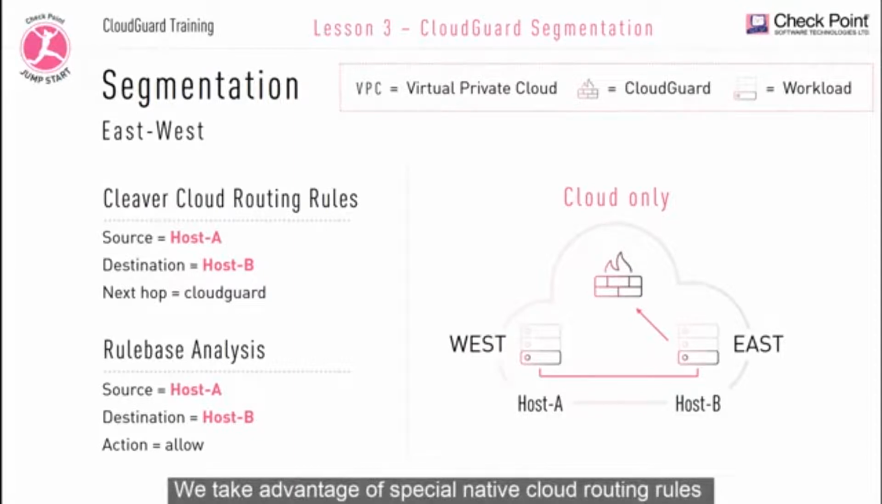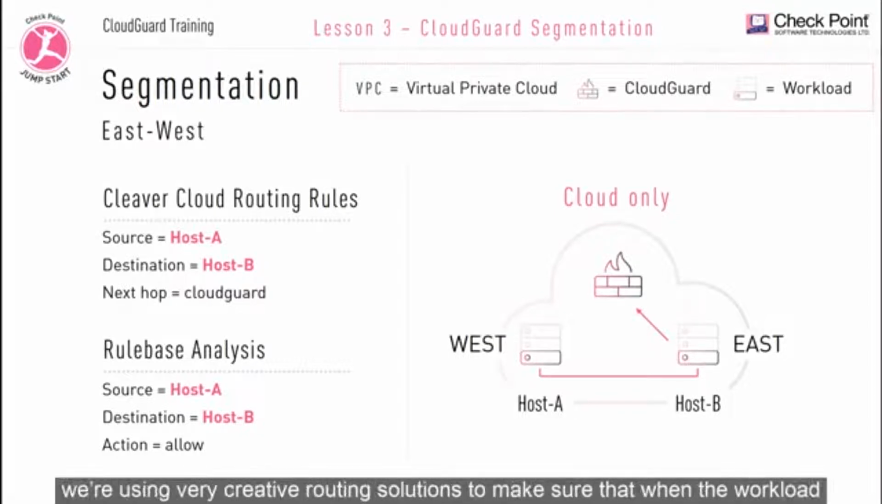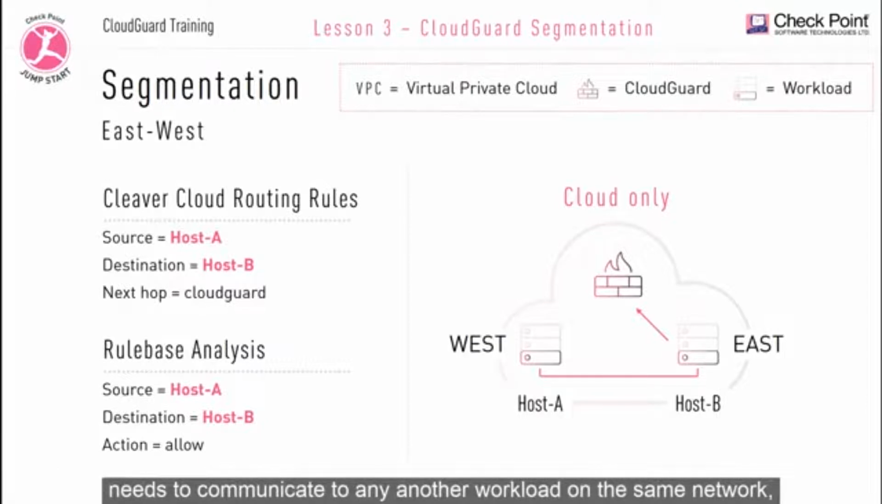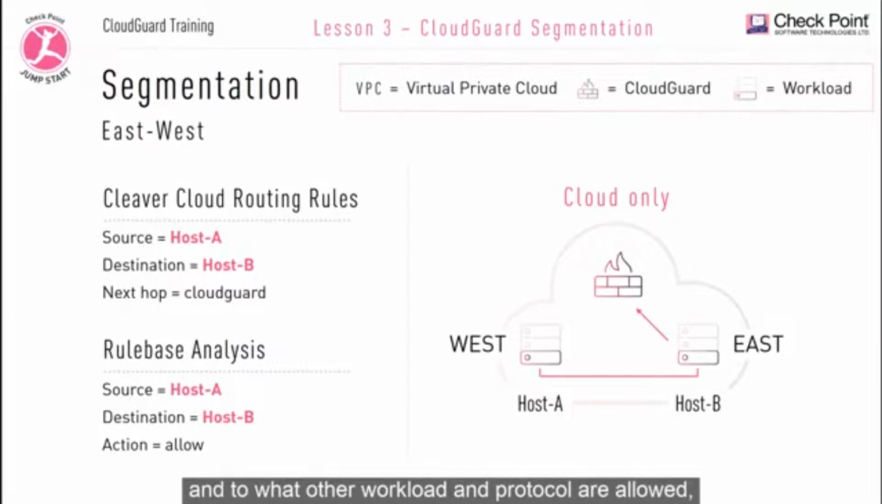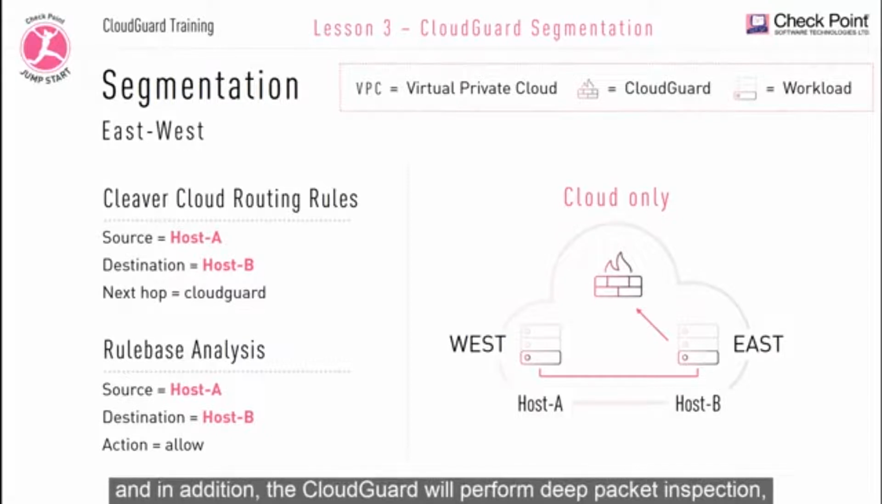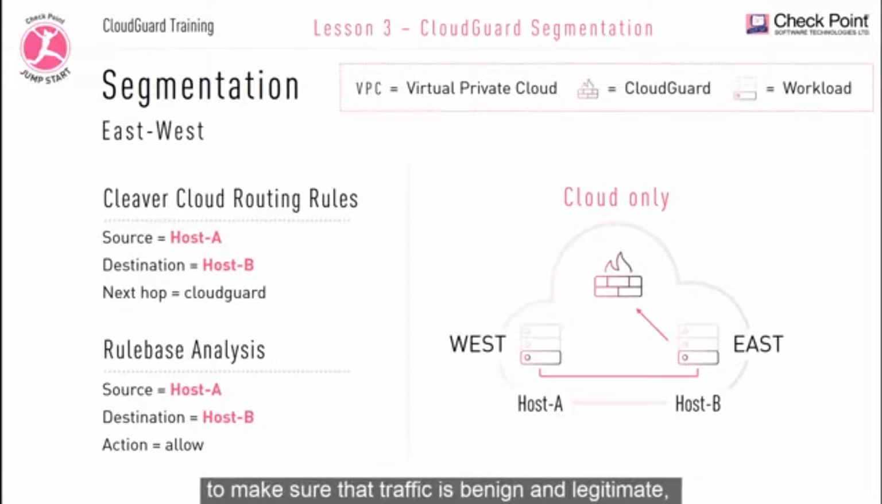We take advantage of special native cloud routing rules and creatively segment the workloads. So even though the workloads might be on the same network, we're using very creative routing solutions to make sure that when the workloads need to communicate to any other workload on the same network, the traffic first needs to be routed to the CloudGuard gateway. For a complete rule-based analysis that defines what workload traffic is allowed and to what other workload and protocols are allowed, and in addition, the CloudGuard will perform deep packet inspection to make sure the traffic is benign and legitimate before routing the traffic to the destination workloads.